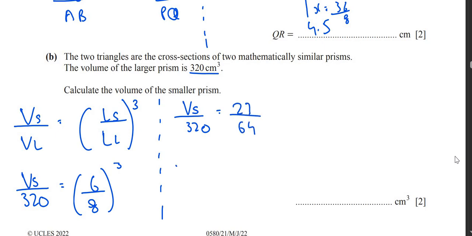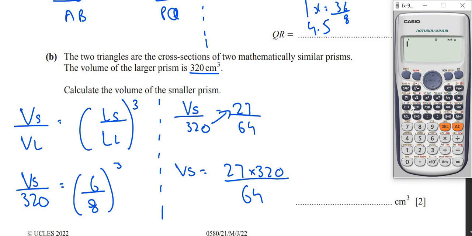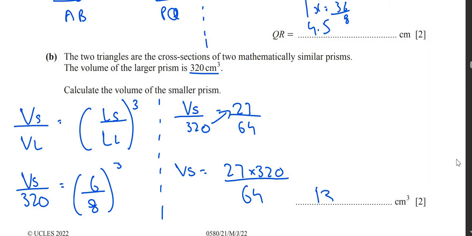So the volume of the smaller shape is 27 multiplied by 320. We cross multiplied, 320 went there. Divide the whole thing by 64. If we do that, multiplied by 320, you will get 135 as your answer. So the answer is 135 centimeter cube.